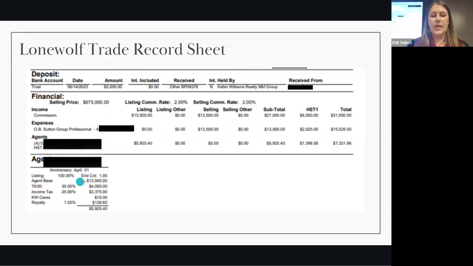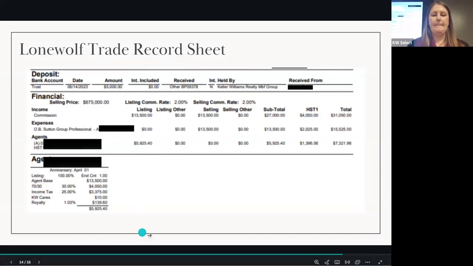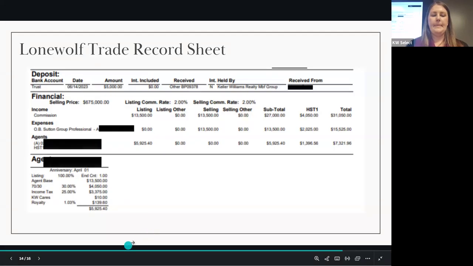So then your gross commission here would no longer be 13,500. It would be 13,500 less whatever the referral amount was. Does that make sense? I'll take silence as a yes.